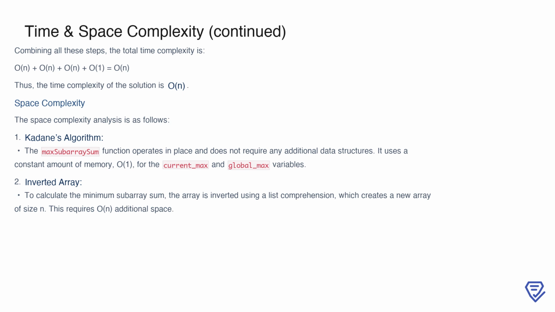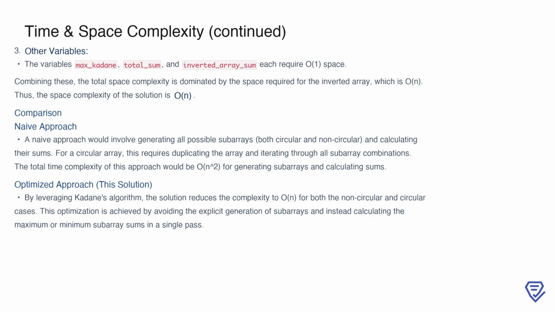However, for the circular case, we invert the array, which involves creating a new array of size n. This step introduces an additional space complexity of O(n). In addition to the inverted array, we also use a few other variables, such as max_kadane, total_sum, and inverted_array_sum, all of which require constant space, or O(1). When we combine these, the total space complexity is dominated by the inverted array, resulting in O(n).